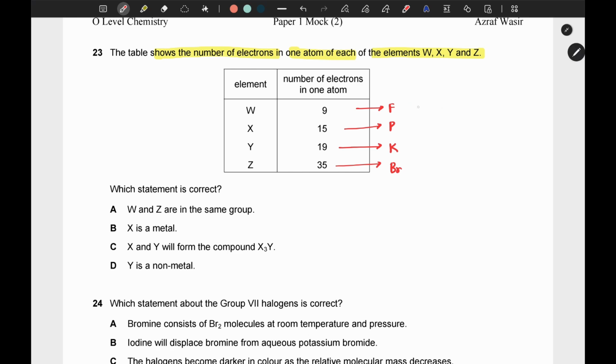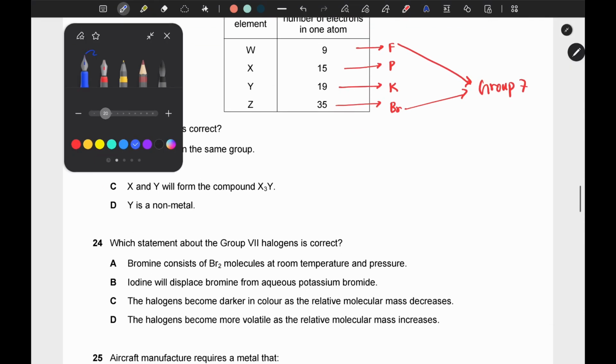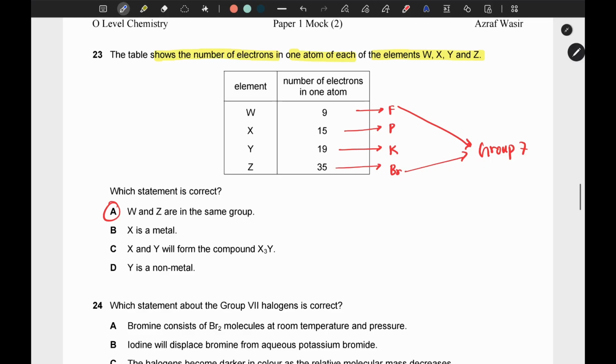So since fluorine and bromine are from the same group 7, we can read that W and Z are in the same group, so that must be the correct answer. But let's look at the other options as well. X is a metal? X is phosphorus, which is a non-metal. X and Y will form the compound X3Y.